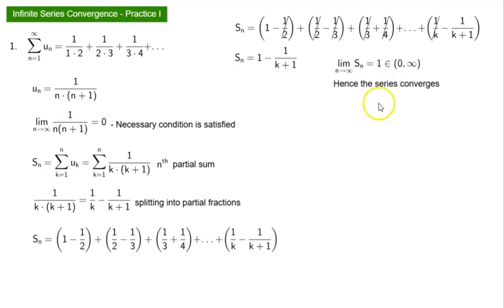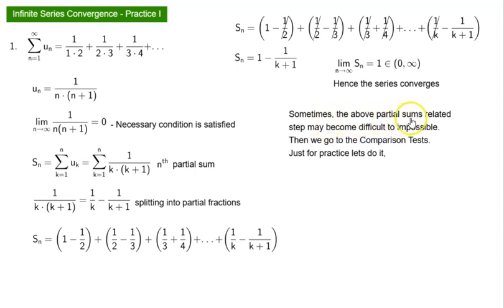And now we take the limit as n goes to infinity. What do we get? This goes to 0 and we are left with 1. So limit as n goes to infinity of S sub n is equal to 1, which is in this interval. That means it is a finite value. Hence the series converges. Sometimes the above partial sums related step may become difficult to impossible. Then we go to comparison tests. We could actually skip this totally and also go to comparison test because it's a choice. But here we have done this.